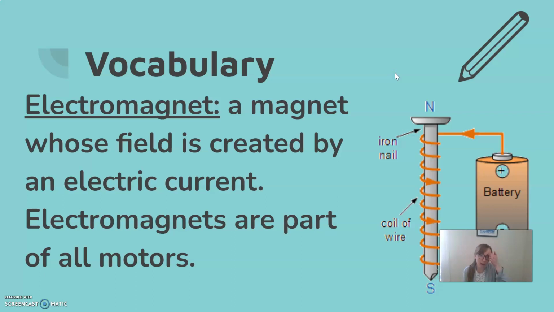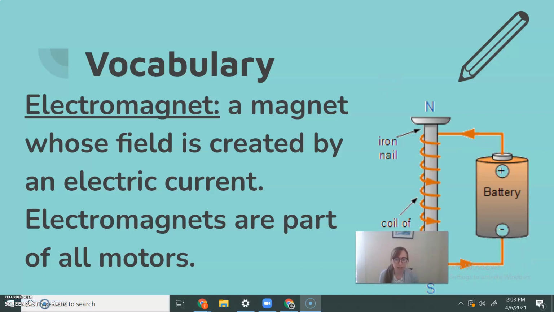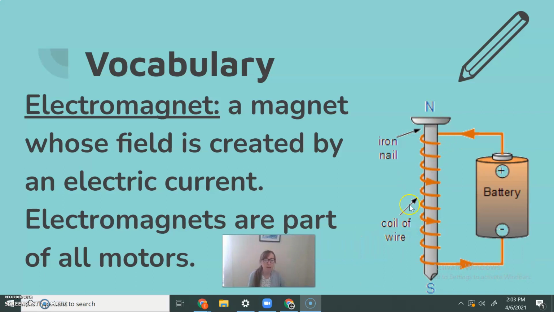All right, an electromagnet is kind of a combination of magnetic and electric fields. So this is a magnet whose field is created by an electric current. Electromagnets are part of all motors. So the example here, it's a little bit complicated, but we can talk about the basics. So this is a nail. A nail is not naturally a magnet. If you were to try and stick a nail to a fridge just by tapping it on the fridge, it wouldn't stay there because its electrons are not all spinning in a way that makes it a permanent magnet.